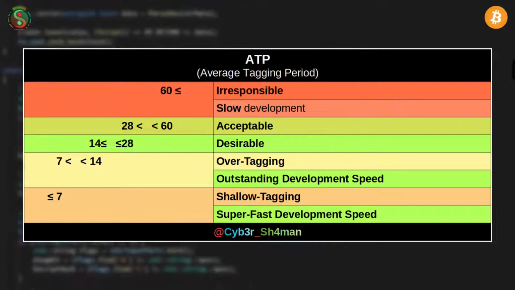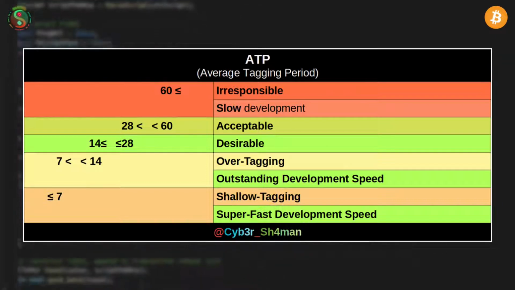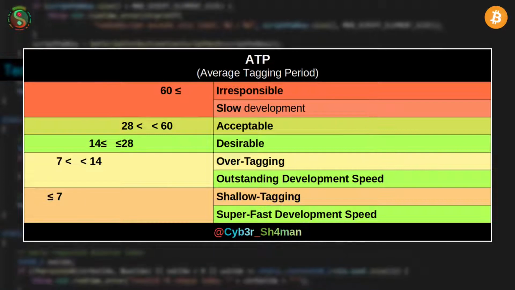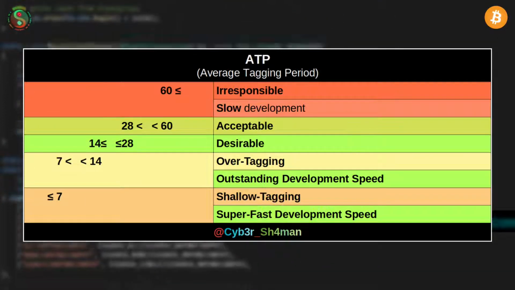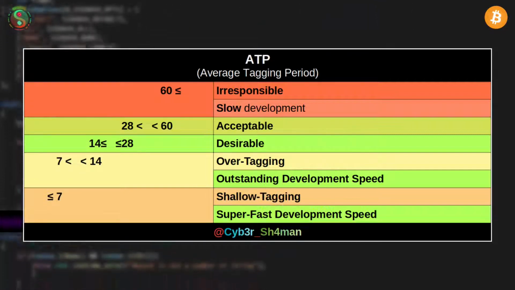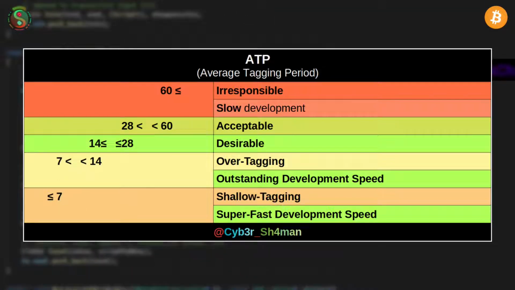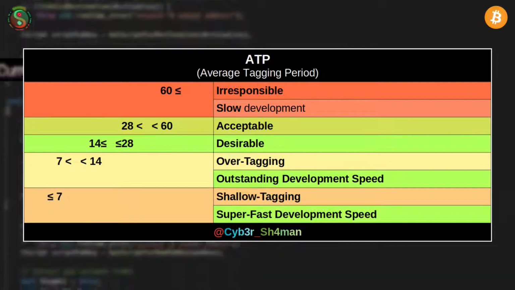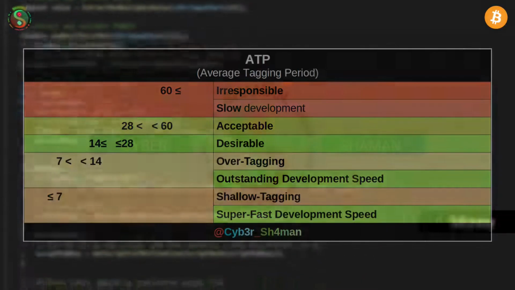If the ATP is between 1 to 2 weeks, there are two possibilities. Either the development team is over-tagging, or they are somehow obsessed with the history of changes, or there is an outstanding development speed. And if the ATP is 1 week or less, again we have two possibilities. Either they are shallow tagging, which is a term I use to talk about non-thoughtful or non-meaningful tagging, or we are observing a super fast development speed.